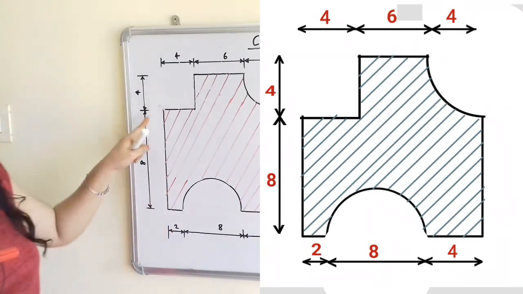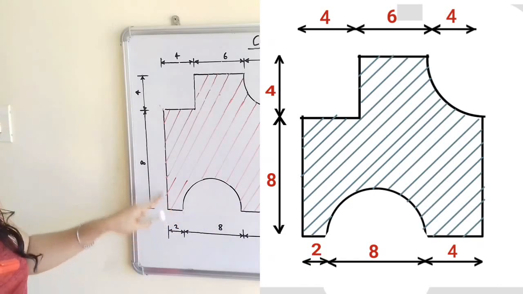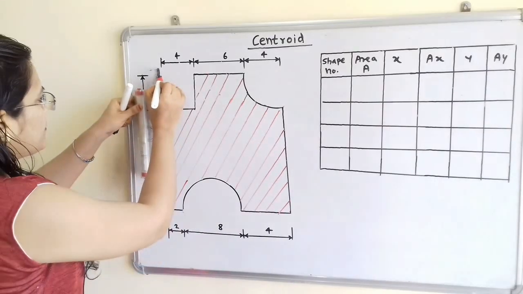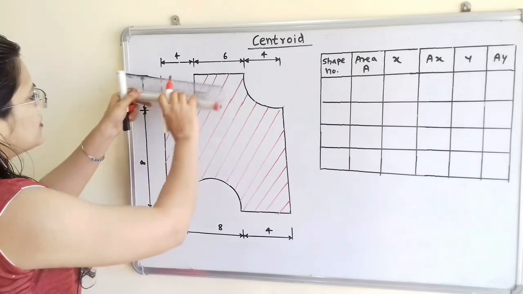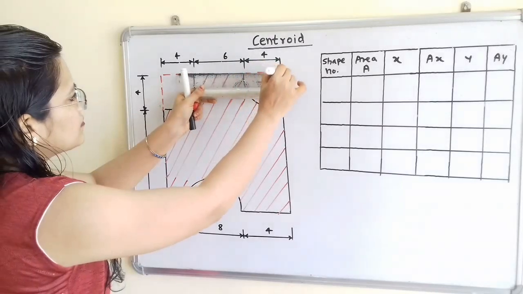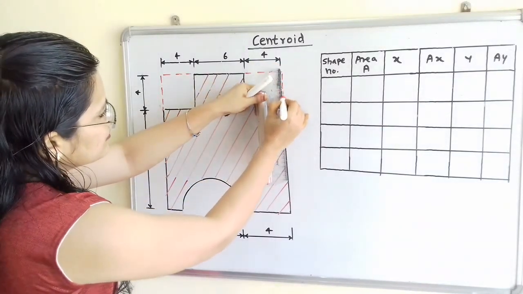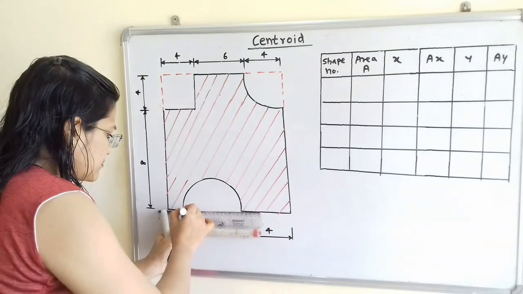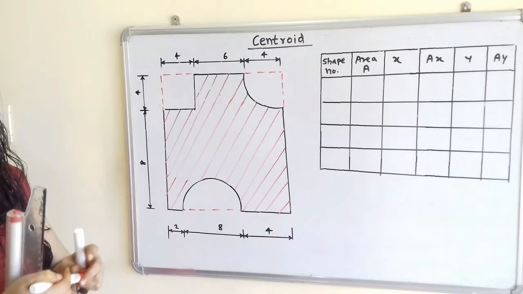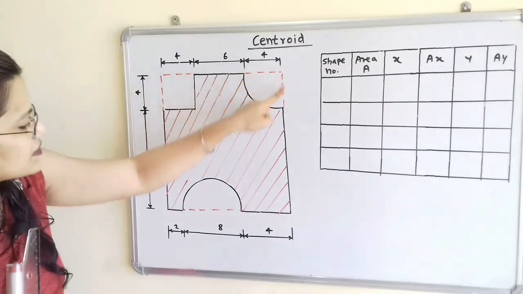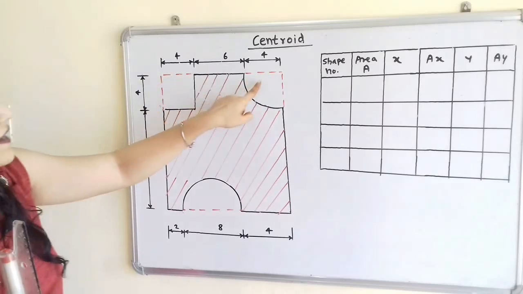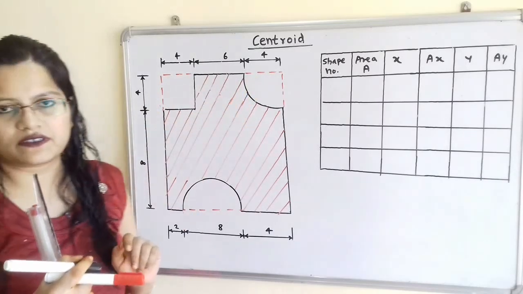So if we make here some construction line, then this outer shape will become in the form of rectangle. So I will make here construction lines. Now if we observe, here are a number of shapes. Here is the outer large rectangle, then here is the smaller rectangle, quarter circle and semicircle.